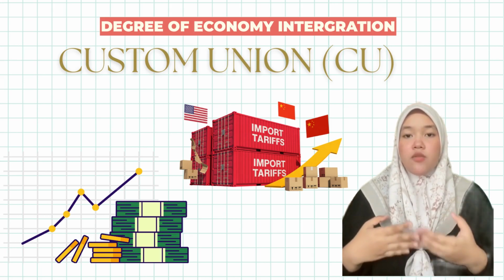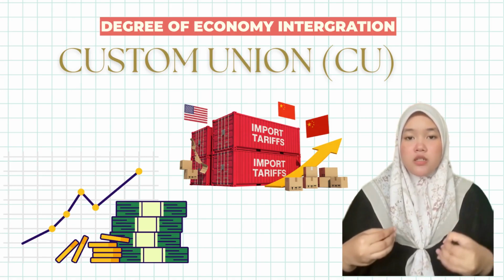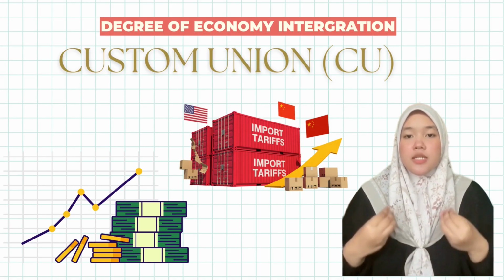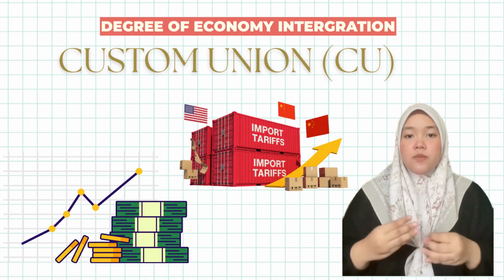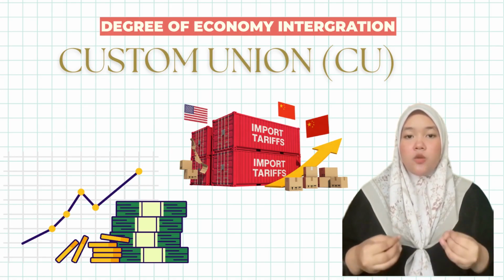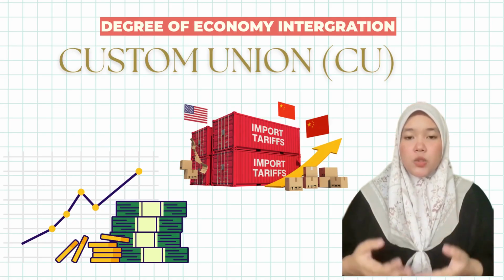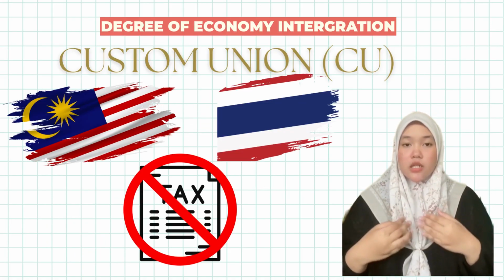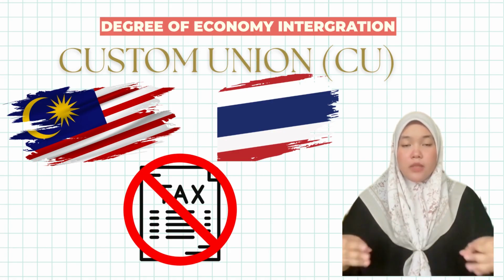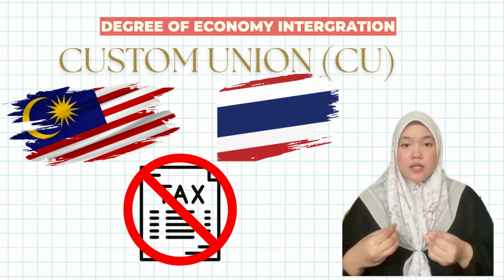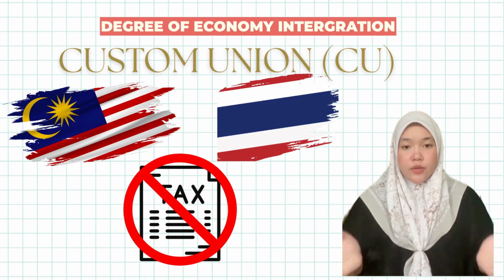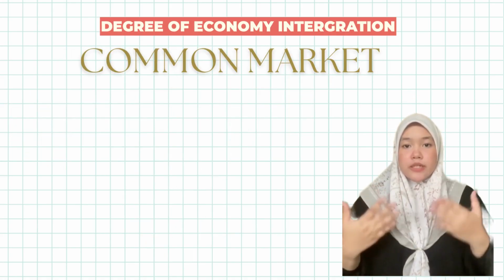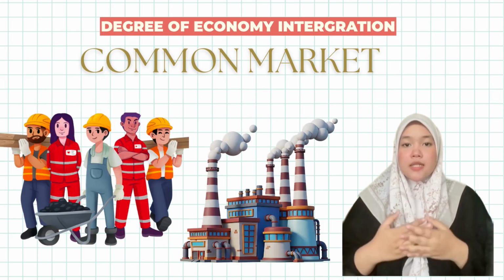Some examples of customs unions include Mercosur in South America and the East African Community. This means no internal trade barriers and a more organized trade with countries outside the union. For example, imagine Malaysia and Thailand agree on no tax between them but impose a 10% import tax on all goods coming from Japan. The fourth level is the common market, which goes further than a customs union.